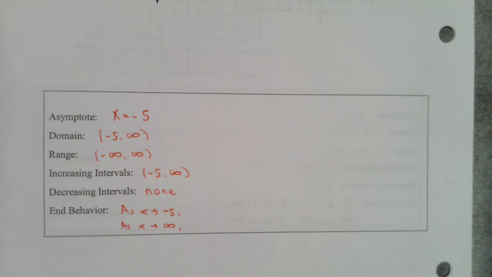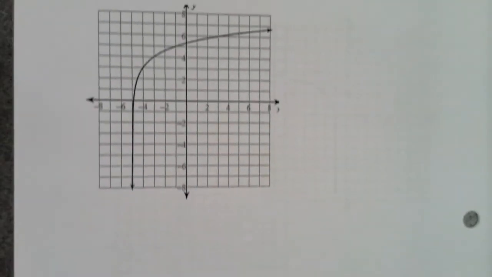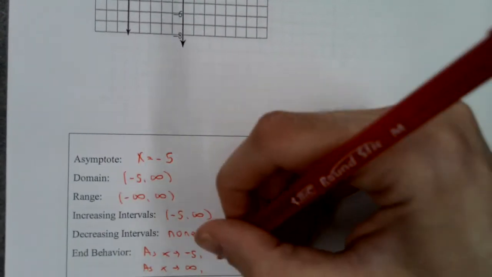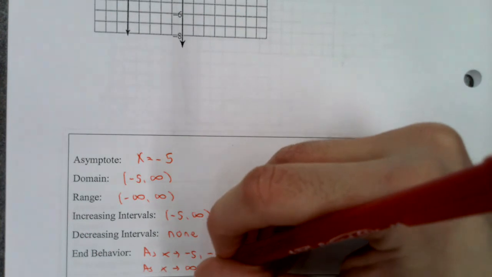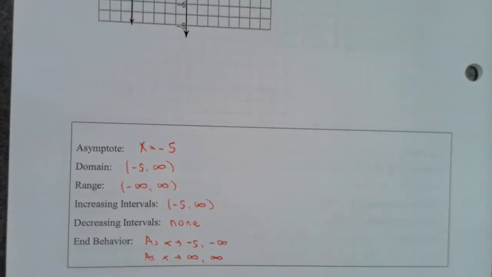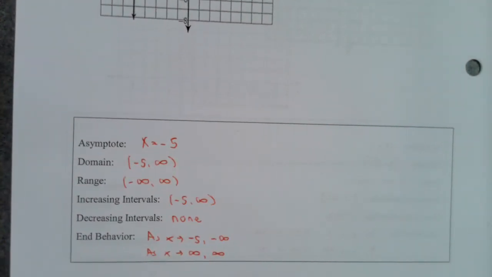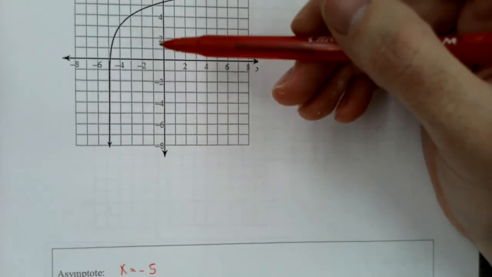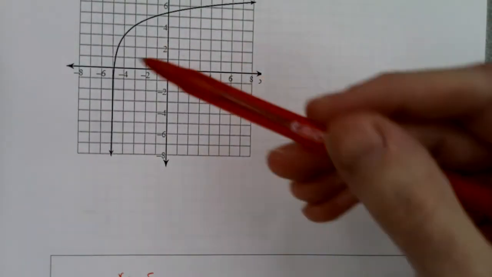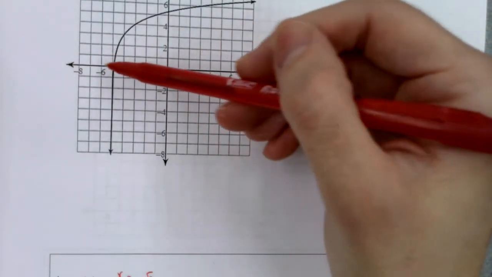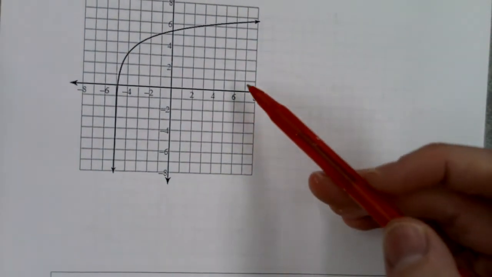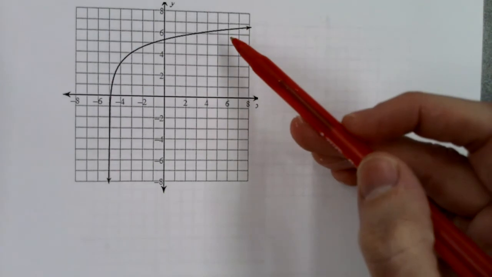So as x approaches -5, you can see the graph is going downhill and it's approaching negative infinity. As x approaches infinity, the graph is going uphill, so the graph is approaching infinity. Okay, so again, that can be tricky. With this one, the graph does not approach negative infinity for x. So as x approaches -5, the graph is approaching negative infinity. And as x approaches infinity, the graph is approaching infinity.